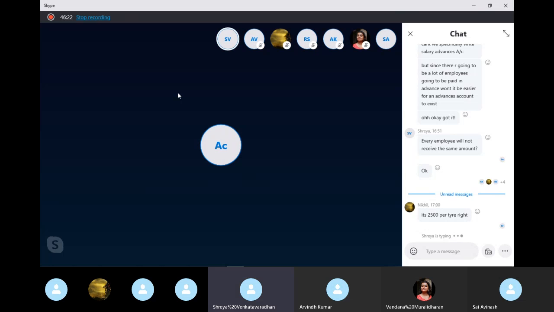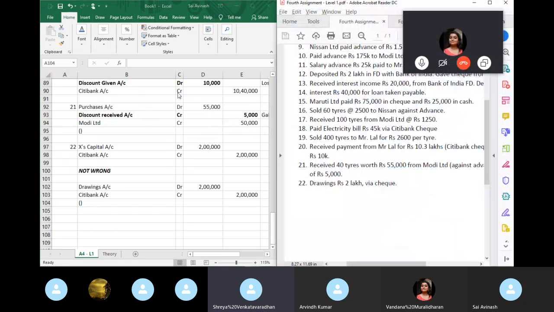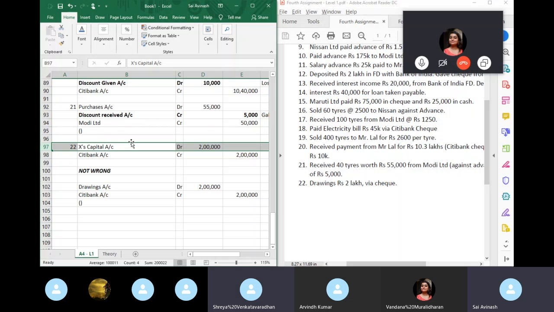Can you show the slide, please? Sure. Instead of writing it as drawings, why can't we write it to be in a cash account? Which one, can you ask me? Oh, the debit, right? Yes, sir.